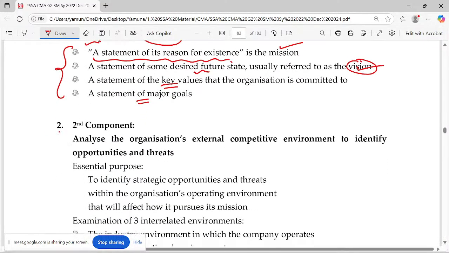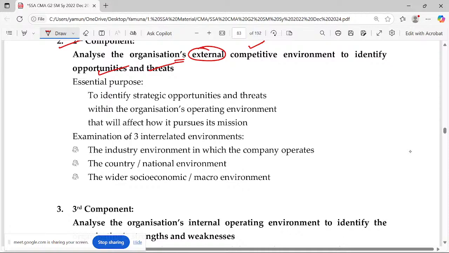Second component, or second stage: you analyze the external competitive environment so that you can identify the opportunities and threats. So we are just following the SWOT analysis. Here, you go for analyzing the three interrelated environments: the industry environment, meaning how we are operating there, the country and national environment, and the socio-economic or macroeconomic environment. So we go somewhat like PESTEL, because we are talking about external factors. We cannot exclusively talk about SWOT and OT over there, so we have to talk about PESTEL also.